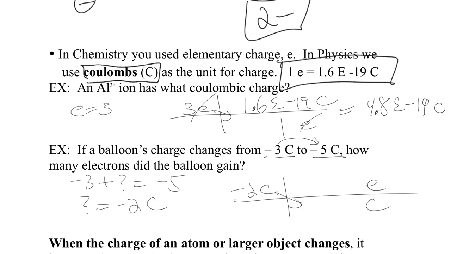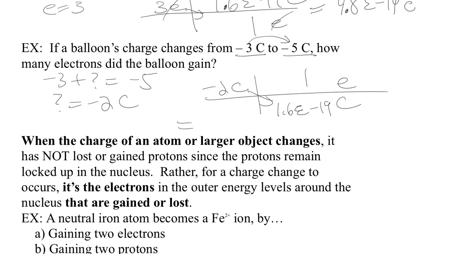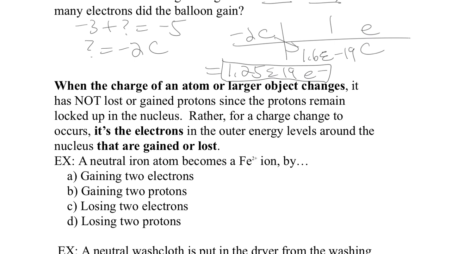So -2 coulombs, change that to electrons. I'm sorry, I'm saying electrons, but that's elementary charge. 1 elementary charge is 1.6 e to the negative 19 coulombs. So what I get from that is 1.25. Okay, this brings up an important point.